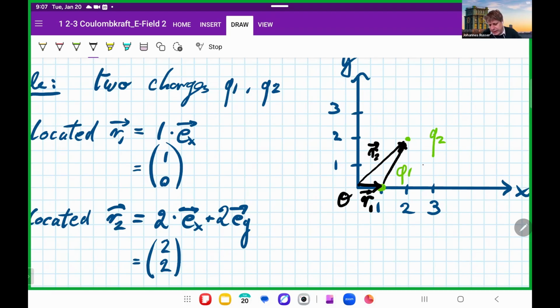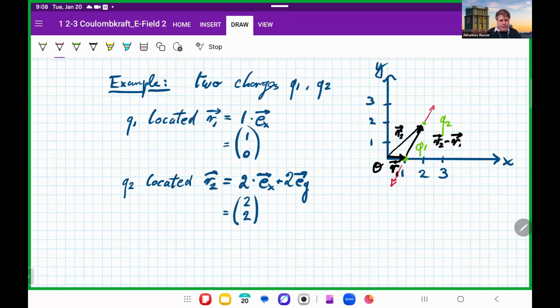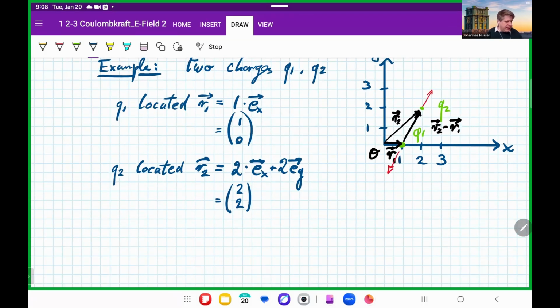This is r2 minus r1. And now the question is, in which direction do the forces go? So we have two charges of the same type, so they repel each other, and they go in opposing directions, and the vectors are aligned with the distance vector. These are force vectors.